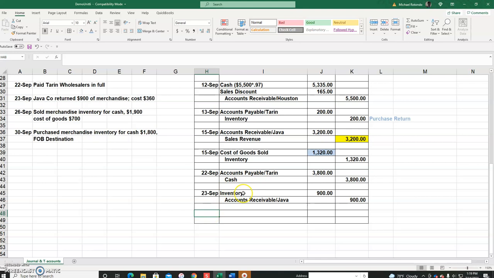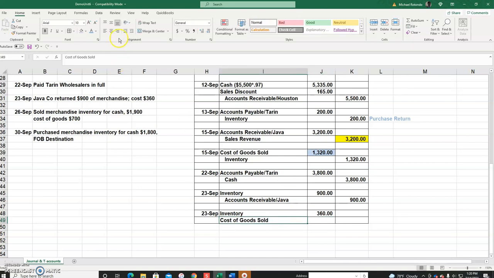So really, this is a sales return. The inventory would actually go here, right? So we would have inventory, and it wouldn't be the $900. That's the retail price, right? It would be the cost. And then we would credit cost of goods sold because that's where it came out.